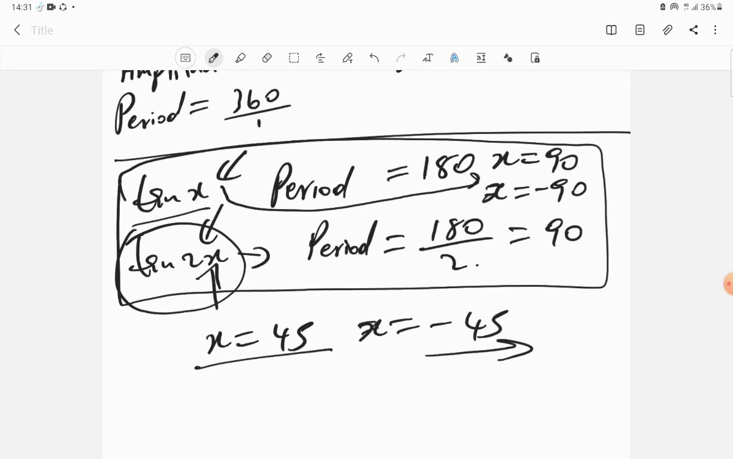Having that being said, let me just leave you for now. Otherwise, we are going to do practical examples for the rest of this chapter, trigonometric functions.